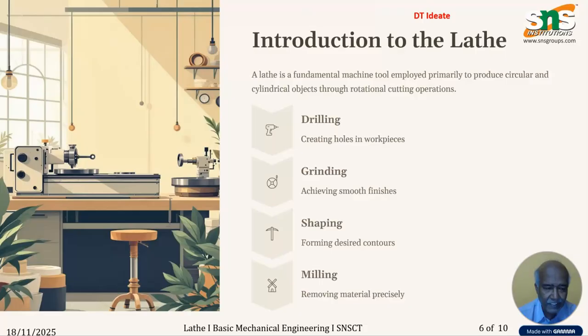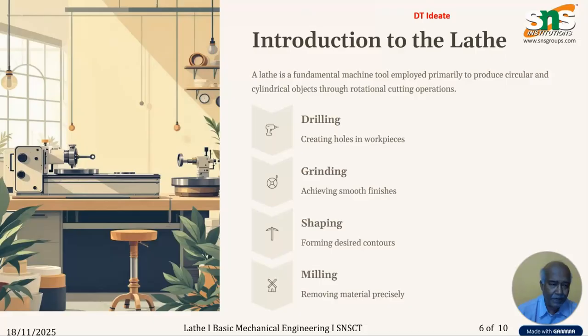The different operations carried out on the lathe are drilling, grinding, shaping and milling. Apart from this, the basic operations done on the lathe are facing, turning, step turning, threading and knurling. These are the basic operations done on the lathe.